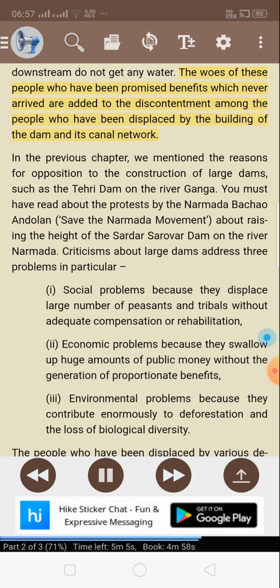The woes of these people who have been promised benefits which never arrived are added to the discontentment among the people who have been displaced by the building of the dam and its canal network. In the previous chapter, we mentioned the reasons for opposition to the construction of large dams, such as the Tehri Dam on the river Ganga. You must have read about the protests by the Narmada Bachao Andolan, Save the Narmada movement, about raising the height of the Sardar Sarovar Dam on the river Narmada.